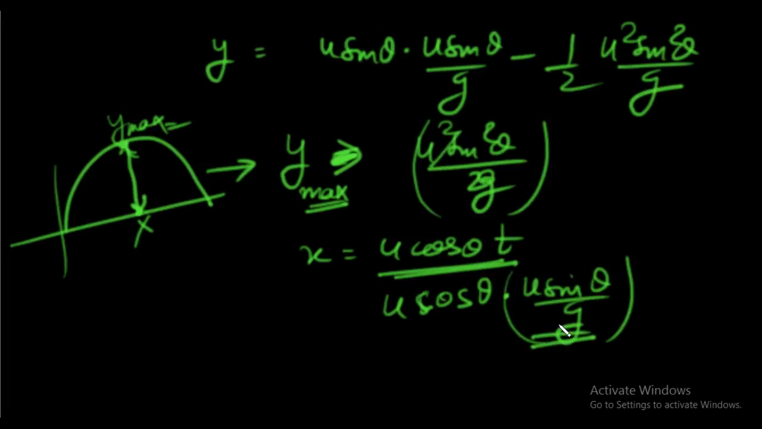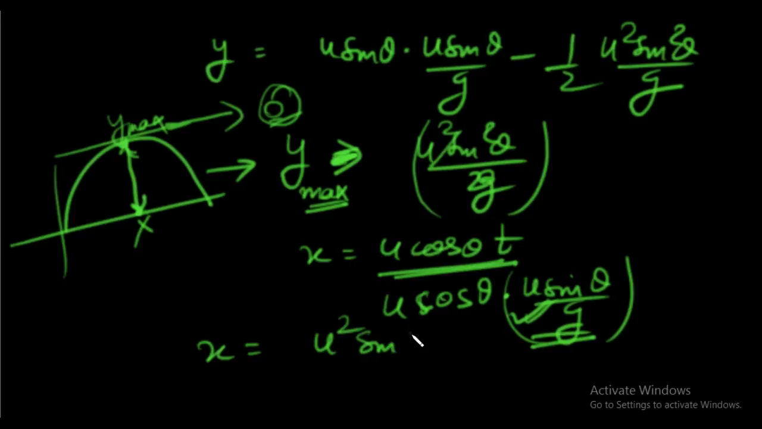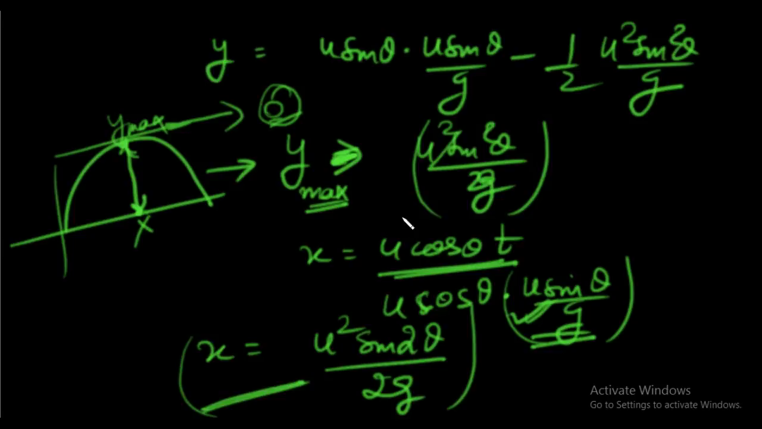Why is the value of t this? Because at y max the slope is parallel to the x-axis, and when the slope is parallel to the x-axis, it is obviously 0. So when we differentiated y, at that particular point t the slope was 0, and the point t was this. So x would be equal to u square sine 2 theta by 2g. This would be the range when the maximum height is achieved. Okay, so we have calculated the maximum height in this curve.